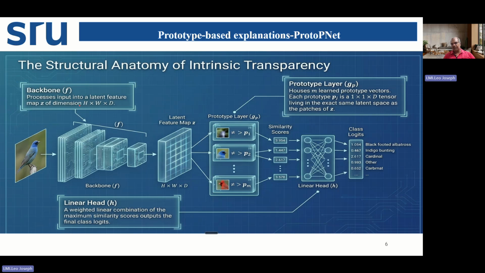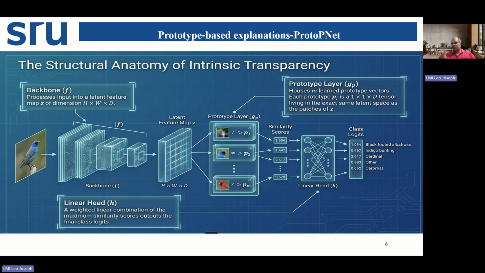It will compute by itself based on the weights. And finally 3.578. So different images are having different weights and similarity scores. And finally, all are combined together in a linear head. That is weighted linear combination of the similarity scores. This is what I told earlier.